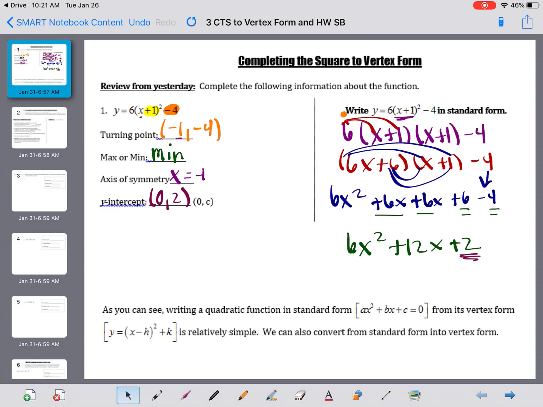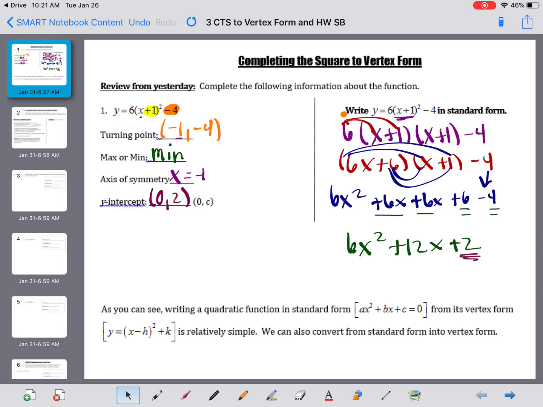So as you can see, writing a quadratic function in standard form from its vertex form is relatively simple. You just end up foiling and combining like terms. Well, we can go the other way. We can go from standard form to vertex form.